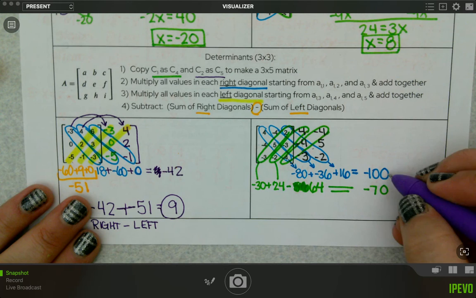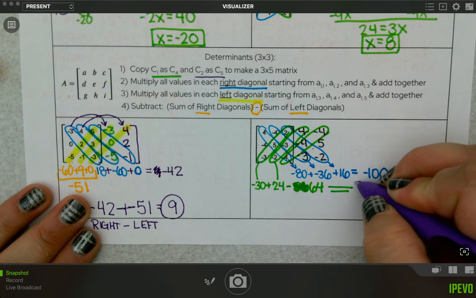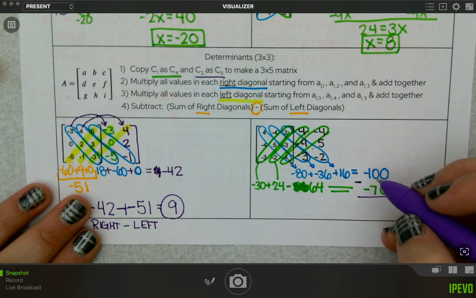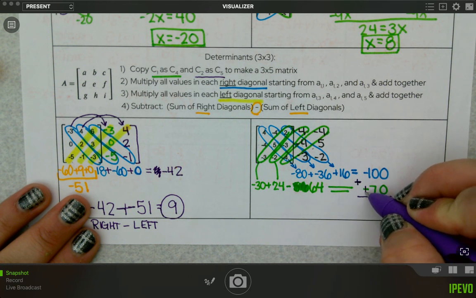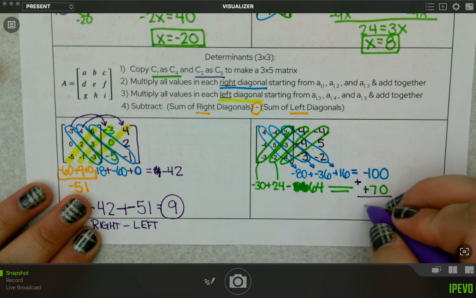So now you have your two sums and you're going to subtract them from each other. So negative 100 minus negative 70 is going to become plus 70, which is negative 30.